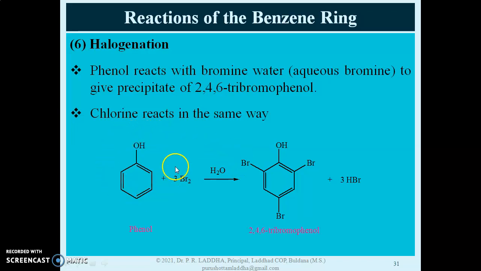So here, as phenol is an activated form of the benzene ring, it does not require any catalyst. In case of benzene, for halogenation reaction, it requires a catalyst like Lewis acid, AlBr3 or AlCl3 or FeCl3 or FeBr3. But as this OH group activates the benzene ring of phenol, it does not require a catalyst, it directly reacts with bromine water and it produces 2,4,6 tribromophenol. Chlorine also reacts in the same way.